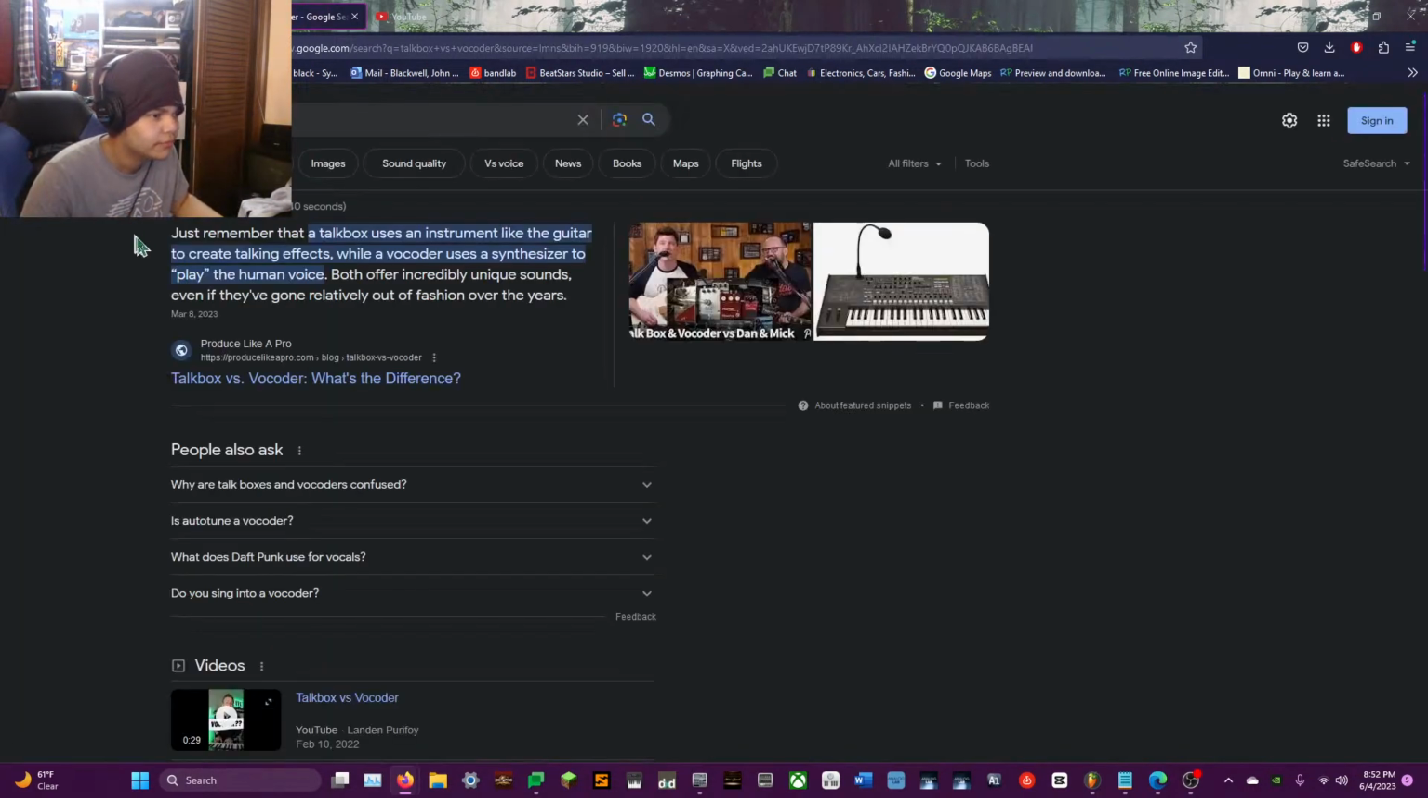Just remember that a talk box uses an instrument like the guitar to create a talking effect, so the vocoder uses a synthesizer to play the human voice. Both use acoustic instruments in a relatively... The talk box uses acoustic instruments. Vocoders use synthesizers. Yeah. Boom, ding, ding. Okay, so yeah.